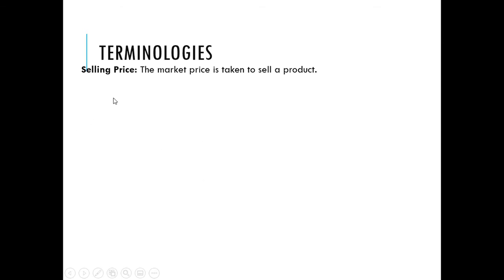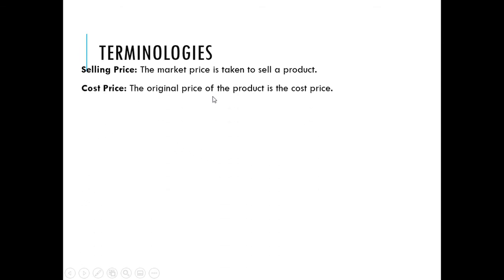mathematics. Number one is selling price. The market price is taken to sell a product. So when you talk about selling price, it is a product of cost, profit, and taxes, or interest, not taxes, interest. So when you talk about selling price, it is a product of cost, profit, and interest.